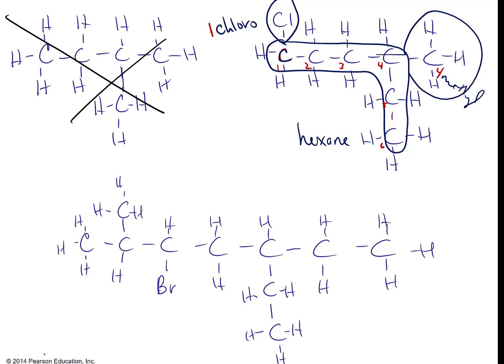Last thing you have to do is list them how? Alphabetically. So which am I going to write first? Put the chloro first. So this is 1 chloro, 4 methyl. So the top one is 1 chloro, methyl, it's off of carbon 4, hexane. And you just write them all together. So you just write it out: each branch, second branch.